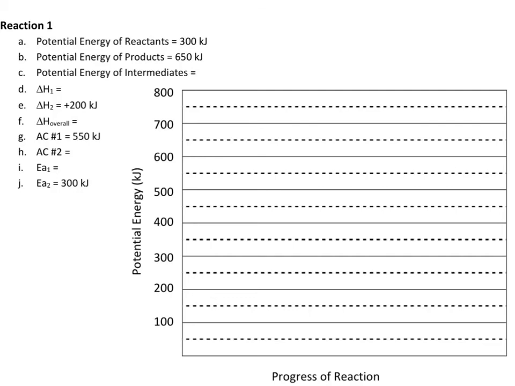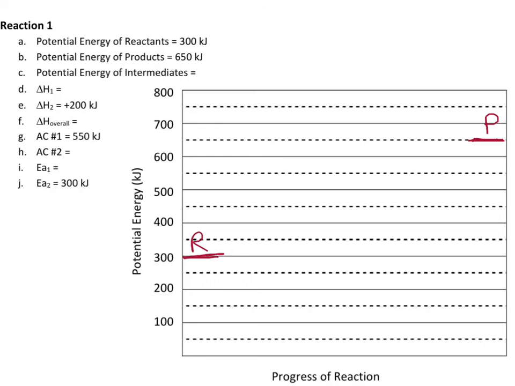The original reactants had an energy of 300 kilojoules. So I'll draw a plateau here and I'll label that R. The final products have an energy of 650 kilojoules. So way over here at the end, I'll draw another plateau at 650, and there's my final products.